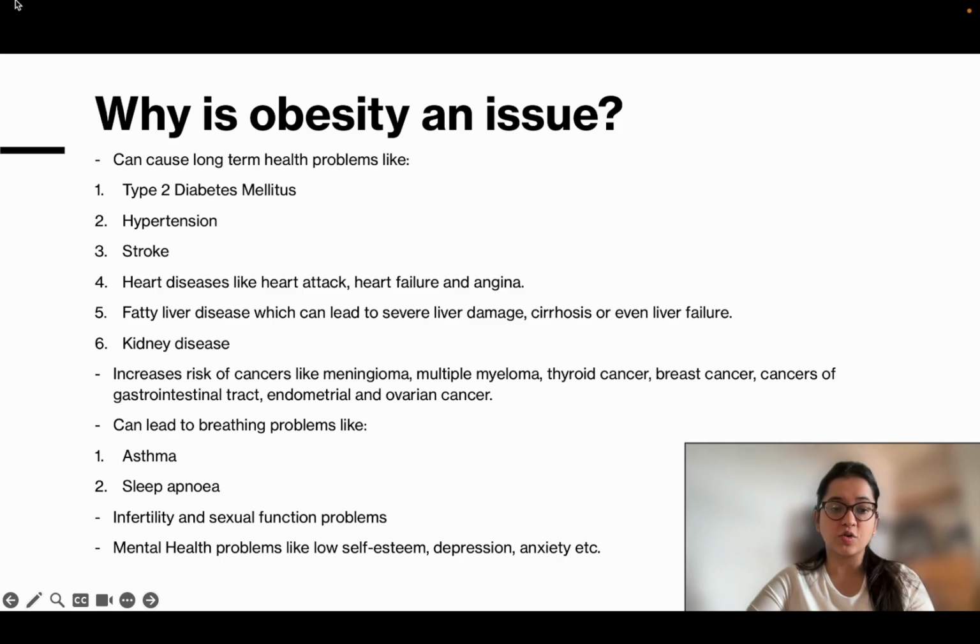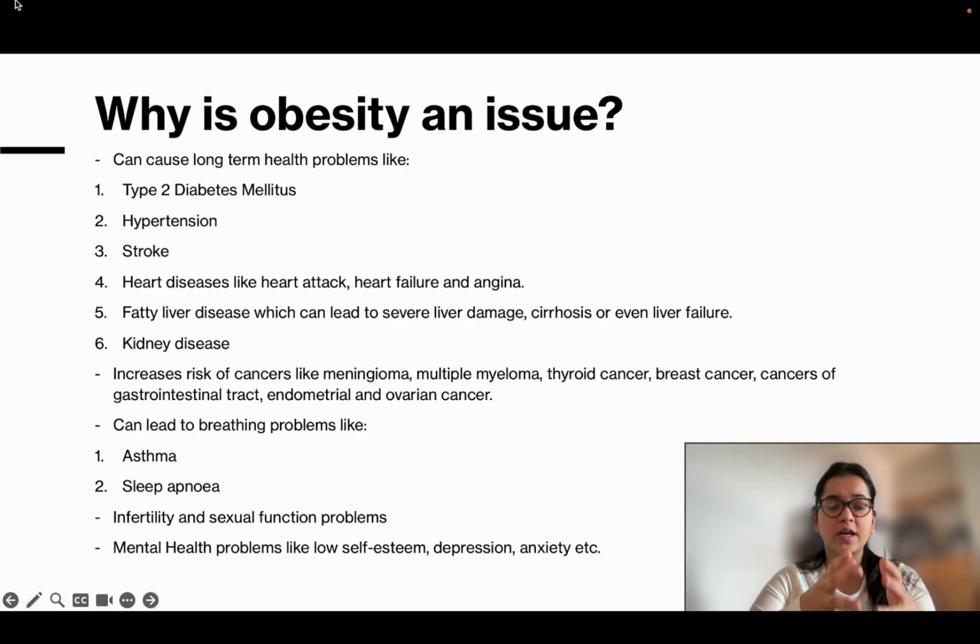It can also affect your liver by causing fatty liver disease, which leads to deposition of fat in the liver. This can lead to severe liver damage, cirrhosis, or even liver failure. The last one being kidney disease. It can lead to acute kidney injury or chronic kidney disease. And it is interesting to note that if a patient who is obese develops type 2 diabetes mellitus, they can also have kidney disease, because of diabetic nephropathy.